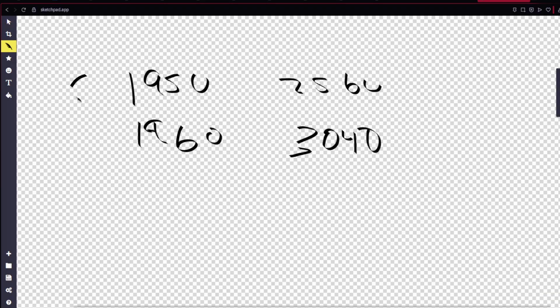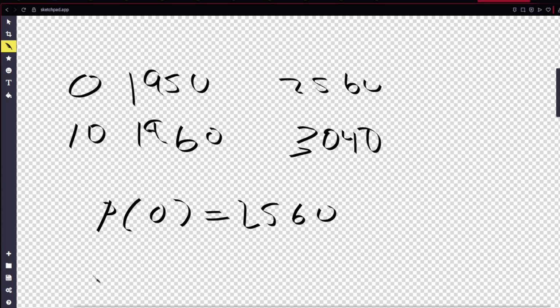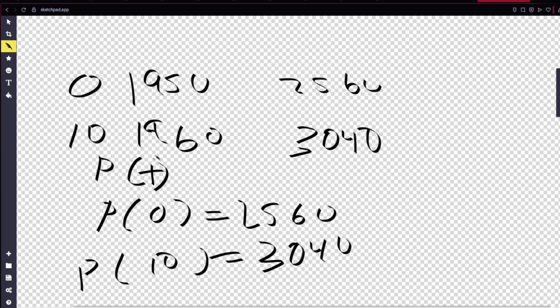So again, you could truncate this at 0 and at 10, such that P of 0 is equal to 2560 and P of 10 is equal to 3040. This is going to be in the form P of t, because t is the time and this will be the population at a certain time. The inverse function will give you the time at a certain population.